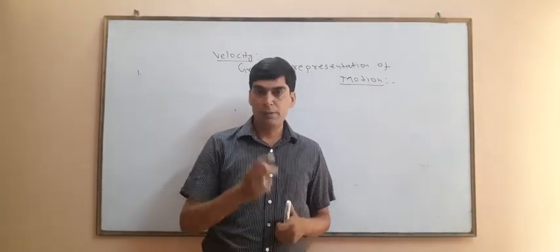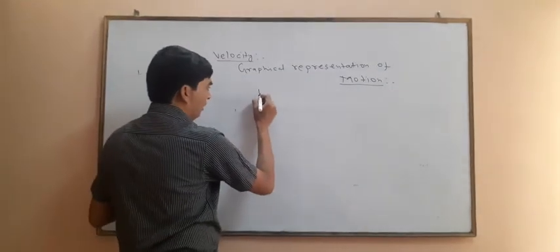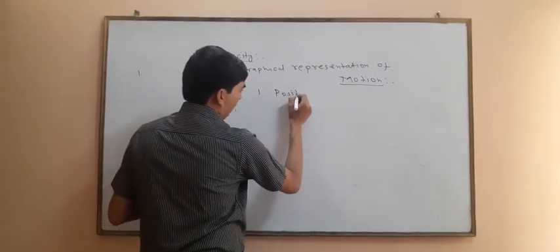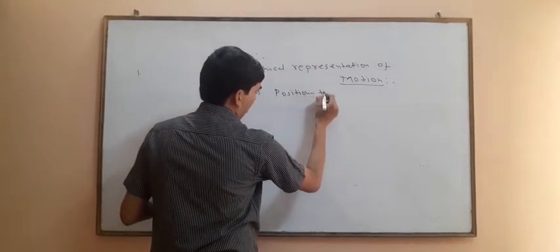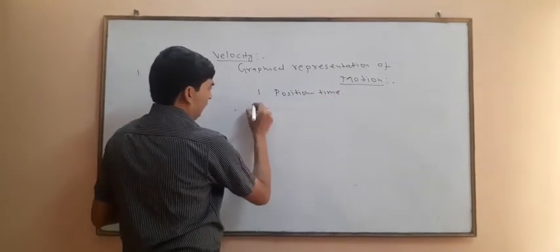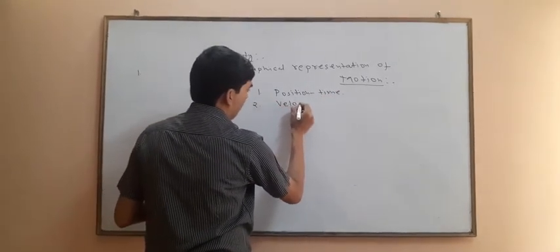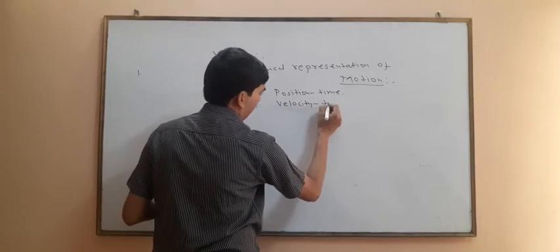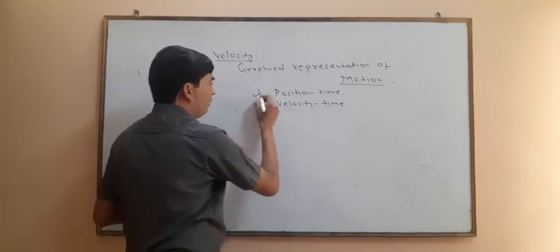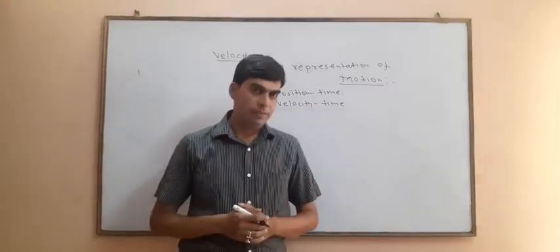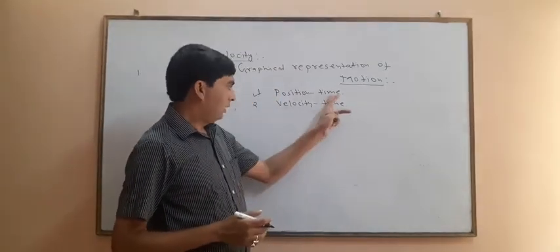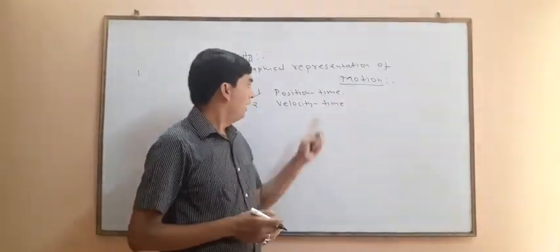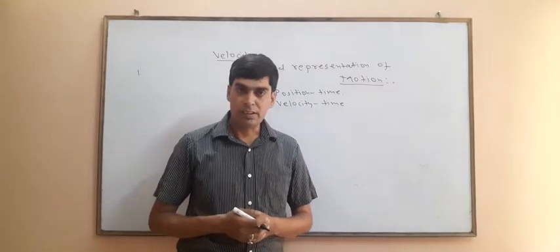So we have two types of graph here. One is the position time graph, and next is the velocity time graph. First of all, we'll move to the position time graph. There, time will be kept on the x-axis and position on the y-axis.